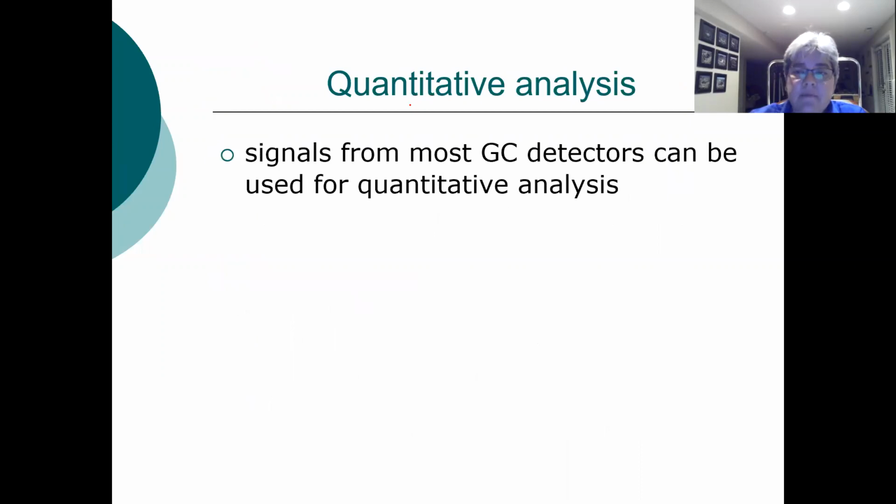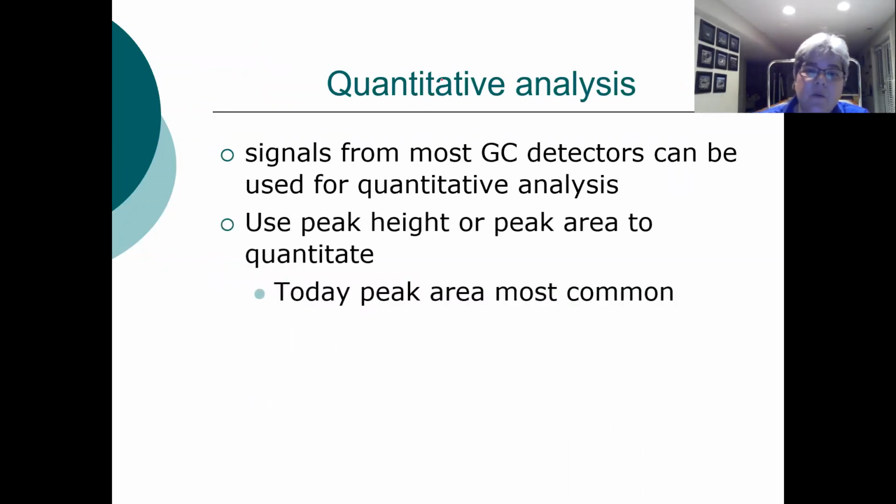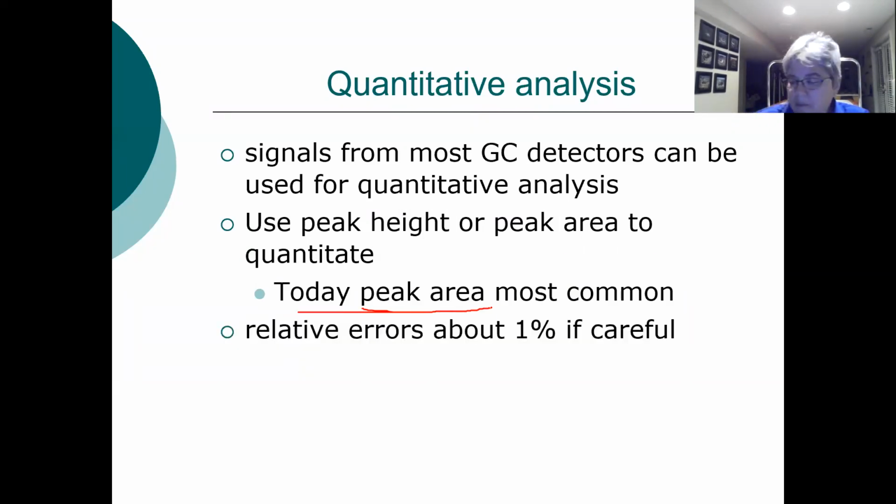Okay, quantitative, again, we can use the signal and we use the peak height or peak area. Peak area, much better, much more common to answer the question, how much is there? Okay, and you can get pretty good errors, about 1% if you're careful. Okay, so that is GC.